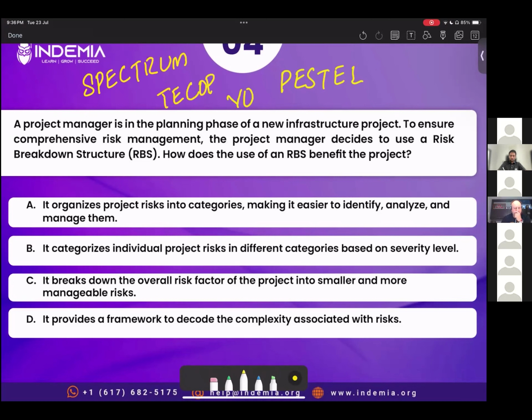So all of these mnemonics are used. They represent different categories. So when we identify risk, we place them in these categories. Option B, it categorizes individual project risk in different categories based on severity level. No. So this portion of this option is incorrect, not based on severity level.